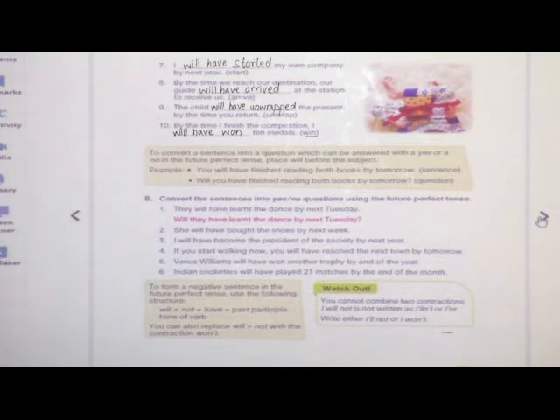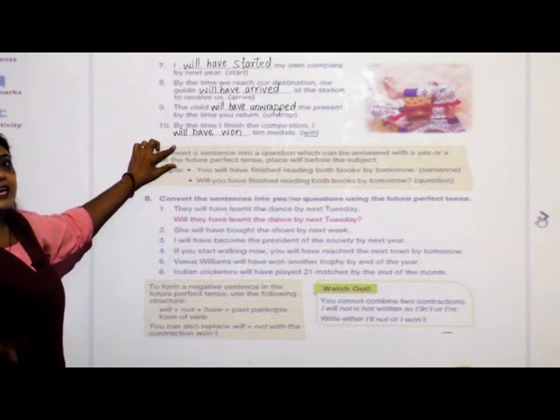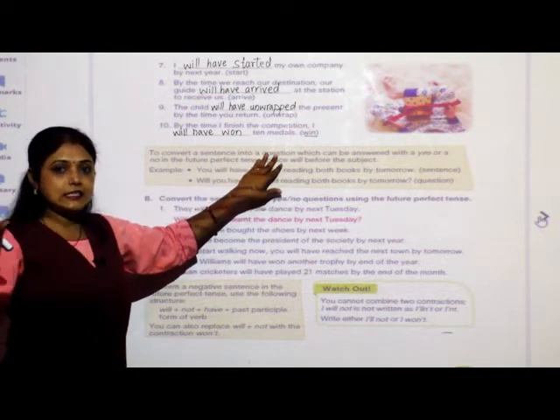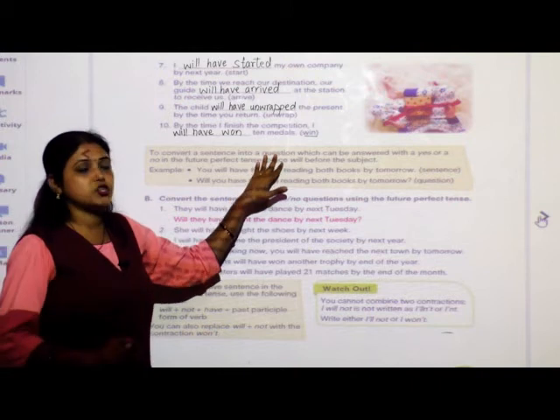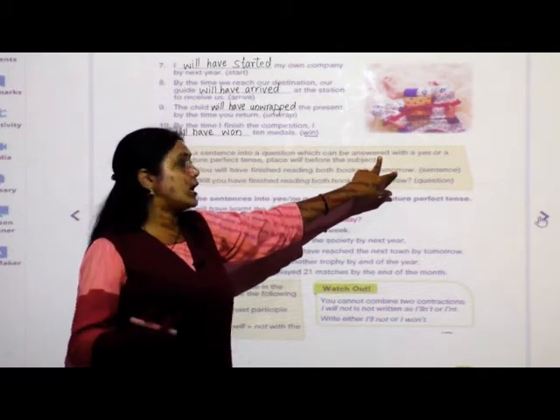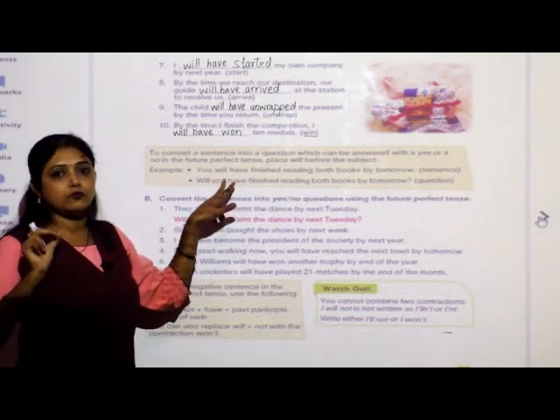Now let's move ahead. To convert a sentence into a question which can be answered with a yes or a no in the future perfect tense, place will before the subject. Now see students, it is a little bit confusing, but when you solve the exercise, it will be very easy. The sentence is given and you have to convert that sentence into a question. The answer should be yes or no. So when the answer comes as yes or no, from there you start the question.